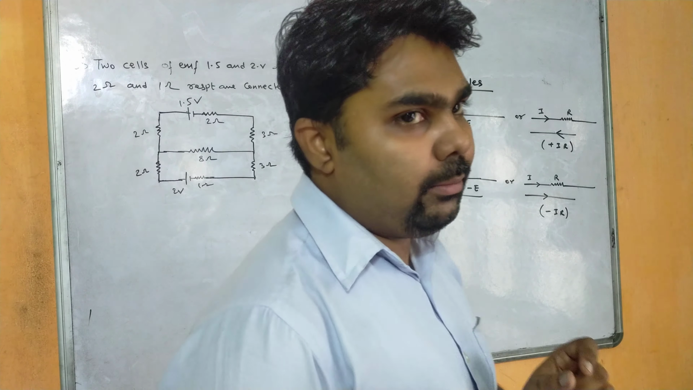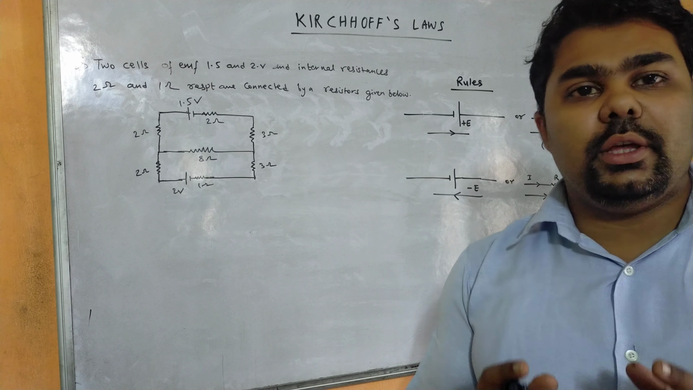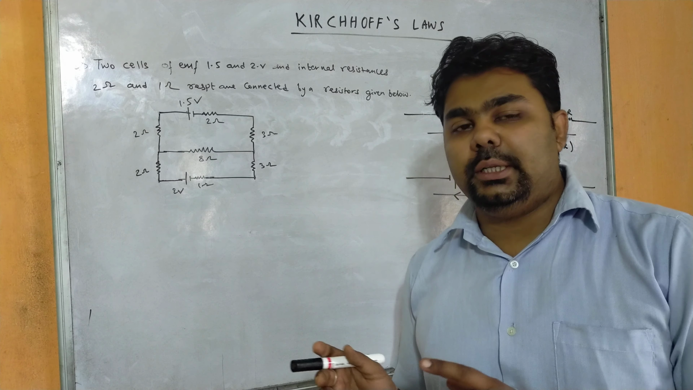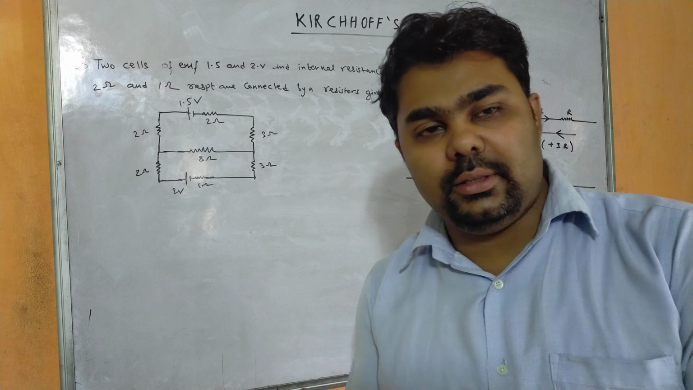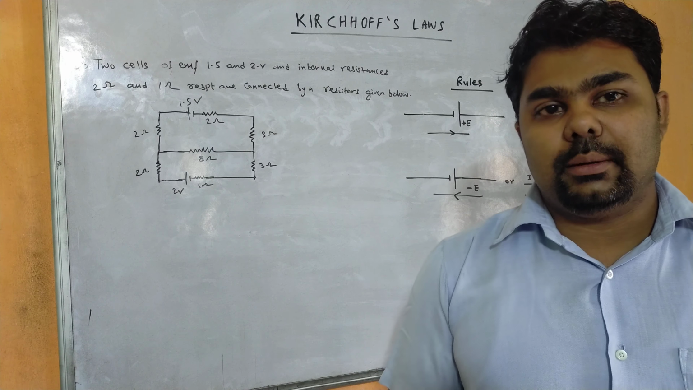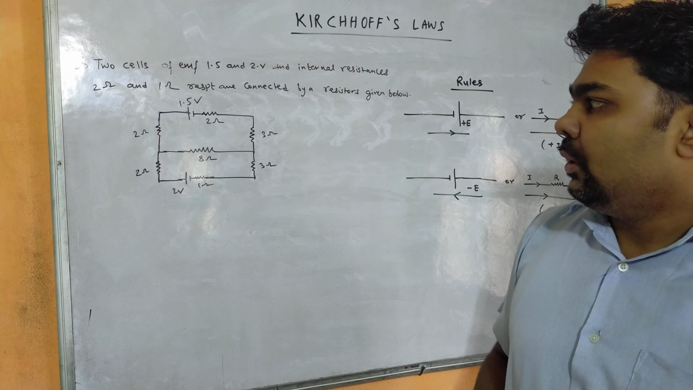But in the question we have to read whether there are any internal resistances or not. If there are any internal resistances, then we have to include them in the diagram. But in general cases they mention the word internal resistance, but that internal resistance is not shown in the diagram. So in those cases we have to place the internal resistances, right? So this is the diagram.